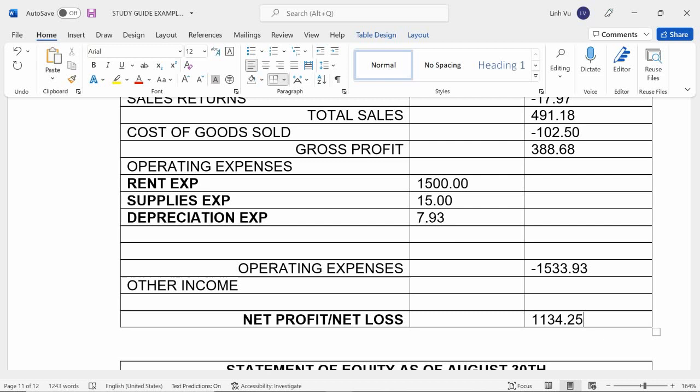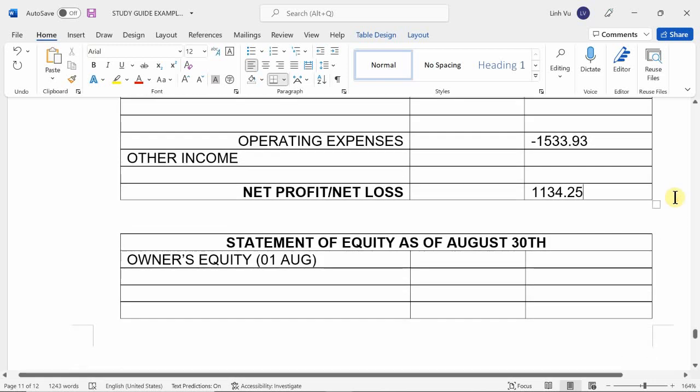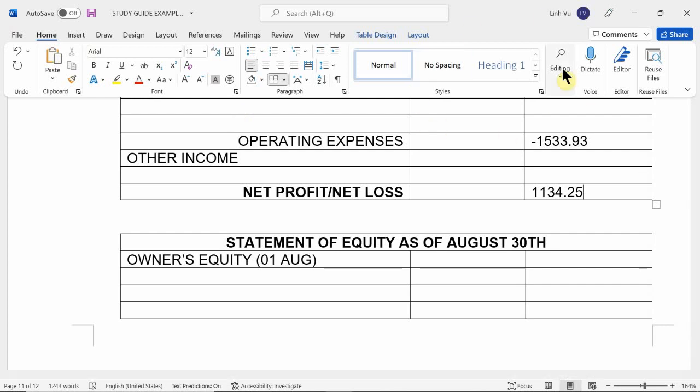388.68 minus your 1,522.93, and you're going to get your negative $1,134.25. Okay, so you took a loss. So what happens when you have to take a loss? In this case, you have to take it out of your equity.